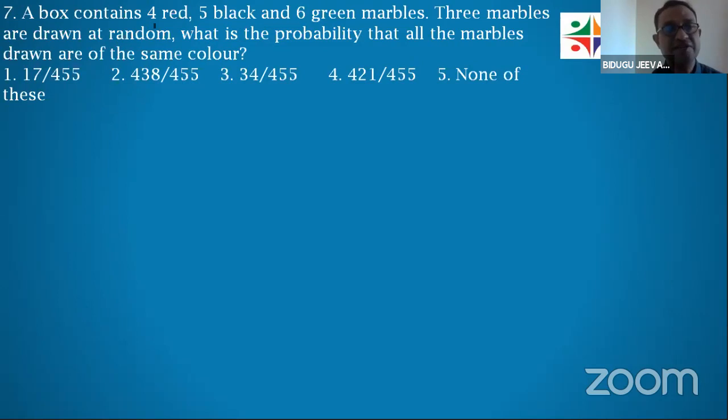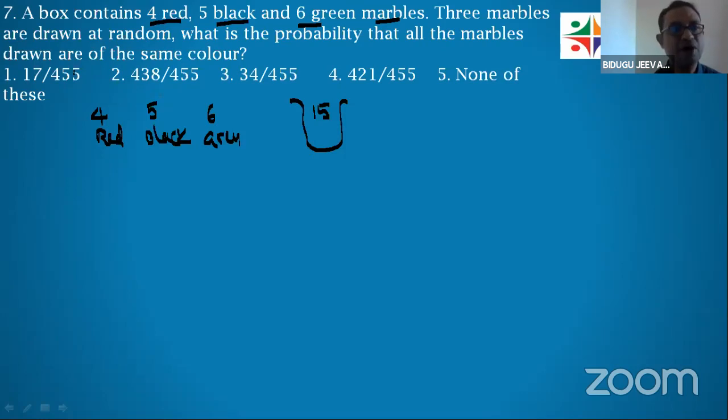A box contains 4 red balls, 5 black, 6 green marbles. See, in a box, there are 4 red balls, 5 black, and 6 green. Altogether, how many balls are there? 15 balls in a bag, right? 3 marbles are drawn at random. From here, they are taking 3.